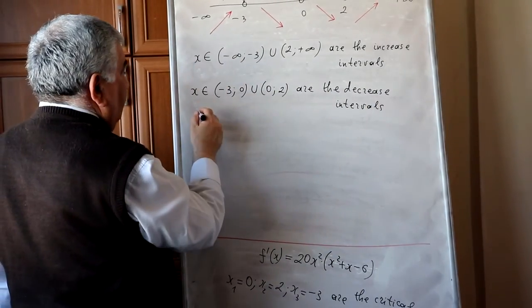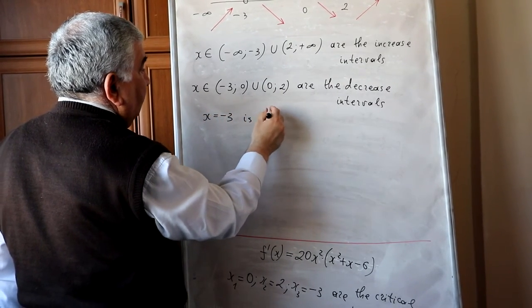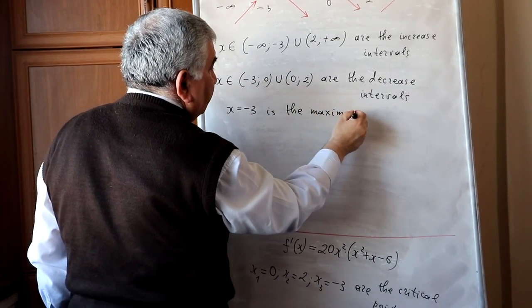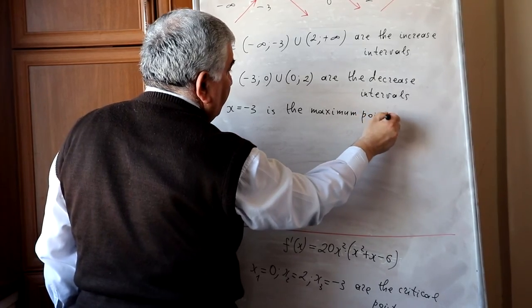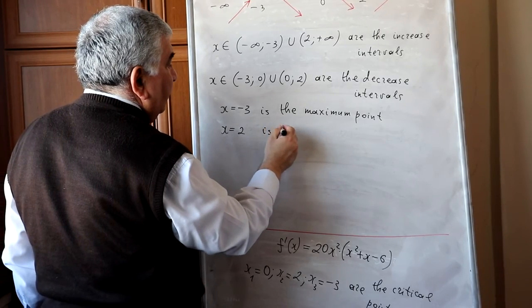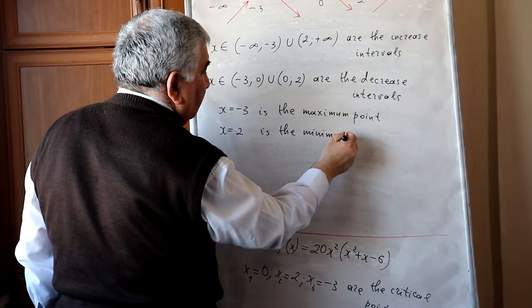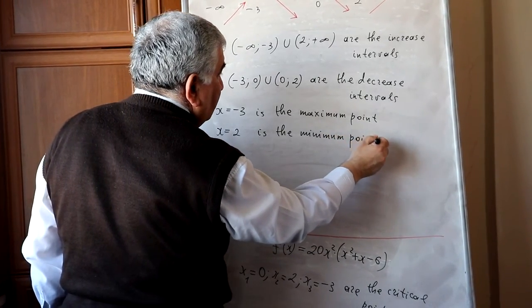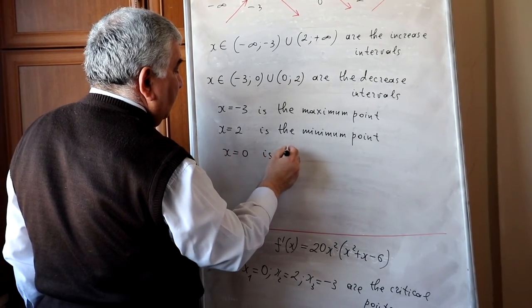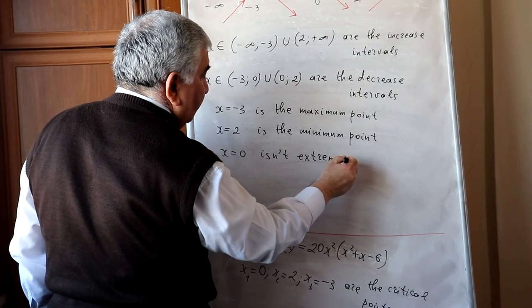Then x is minus 3 is the maximum point. x is 2 is the minimum point. x is 0 isn't an extreme point.